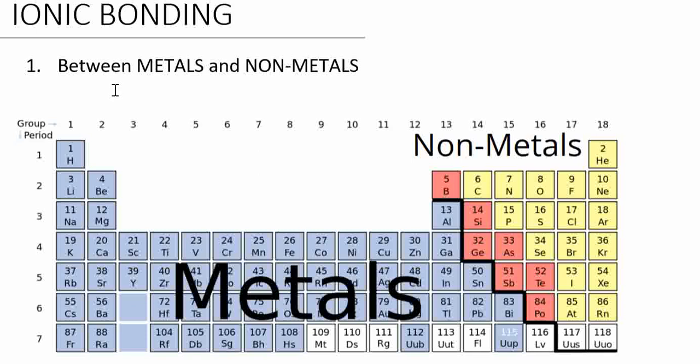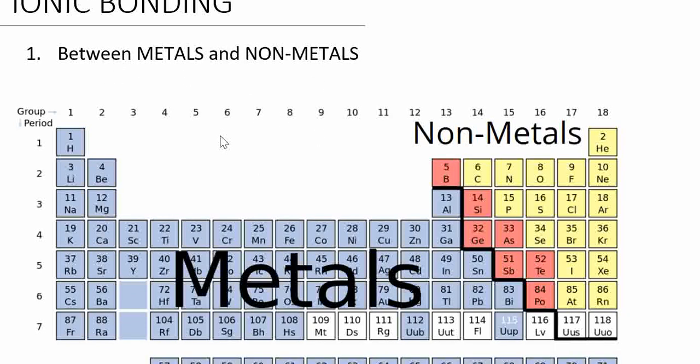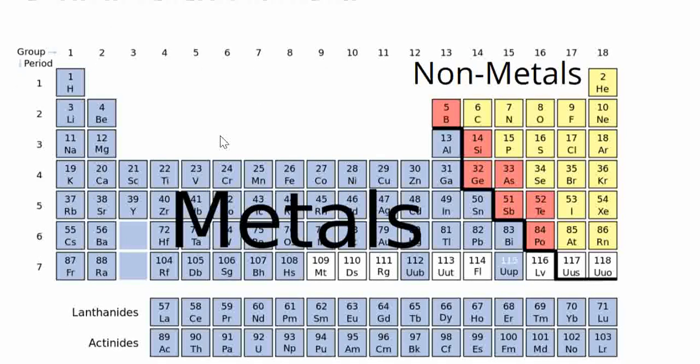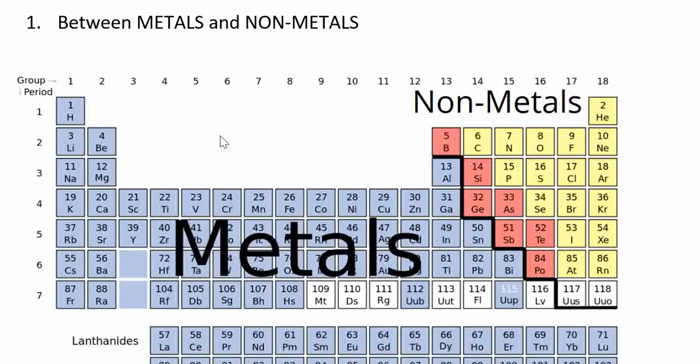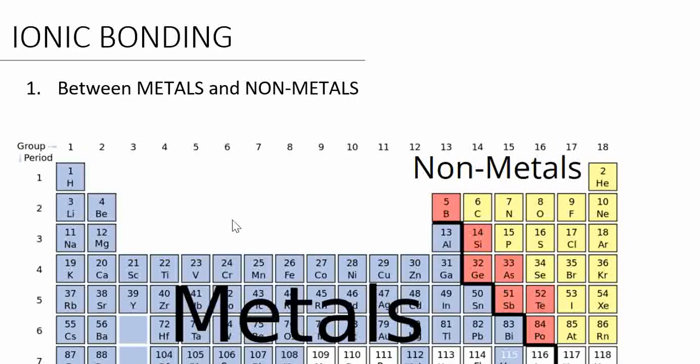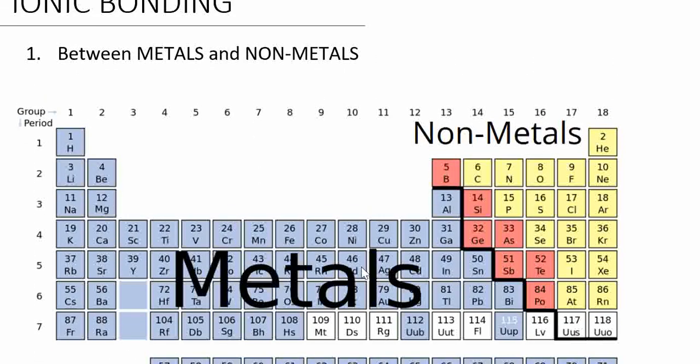First to remember, ionic bonding is between metals and non-metals. Here there is a periodic table given to you to show which elements are metals. So this side is metals and the yellow sides are non-metals. So it's formed from one of these elements in here with one of the elements in the yellow section.